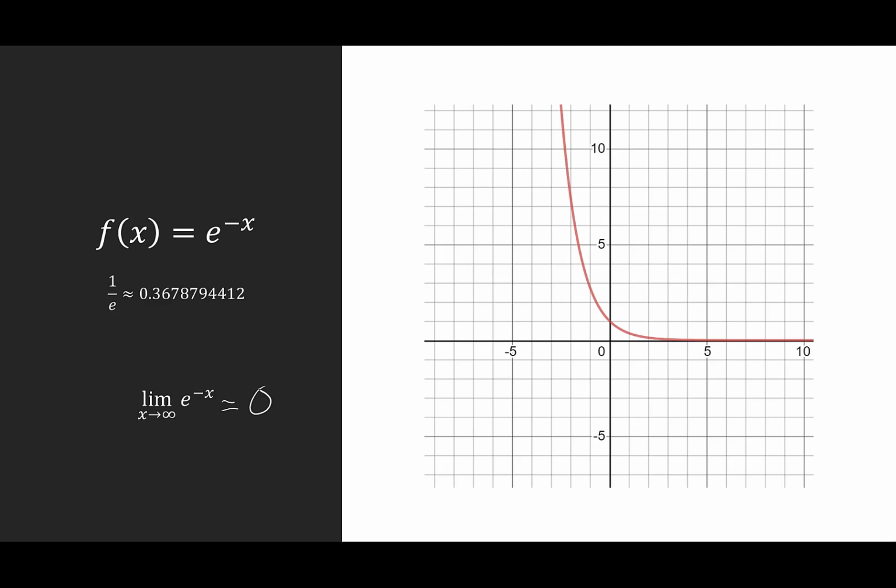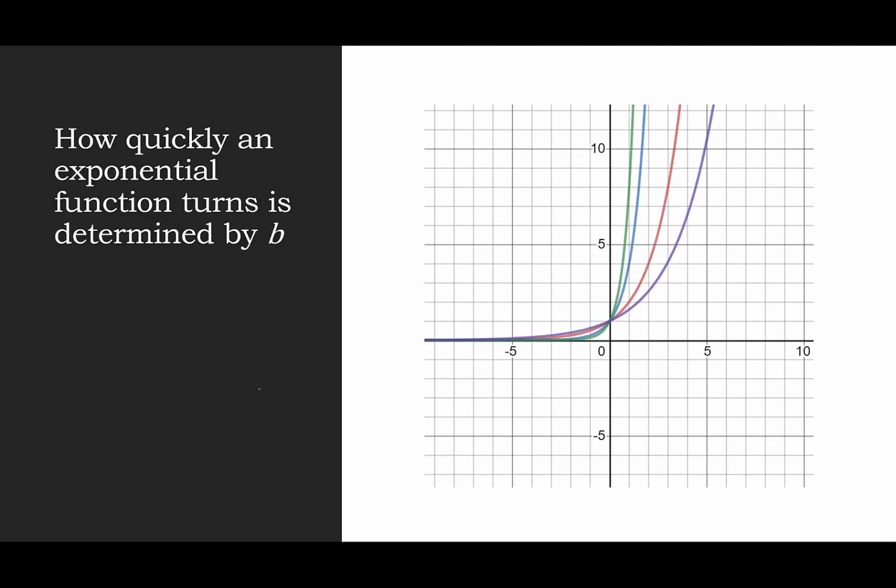This is the difference between growth and decay. So grow, get bigger, decay, get smaller. It's the difference between appreciation, where things cost more, and depreciation, where things are worth less. So how quickly an exponential function turns is really determined by the base b. To show you that well, I'm going to go to Desmos and do a little interactive so you can see how it's growing.